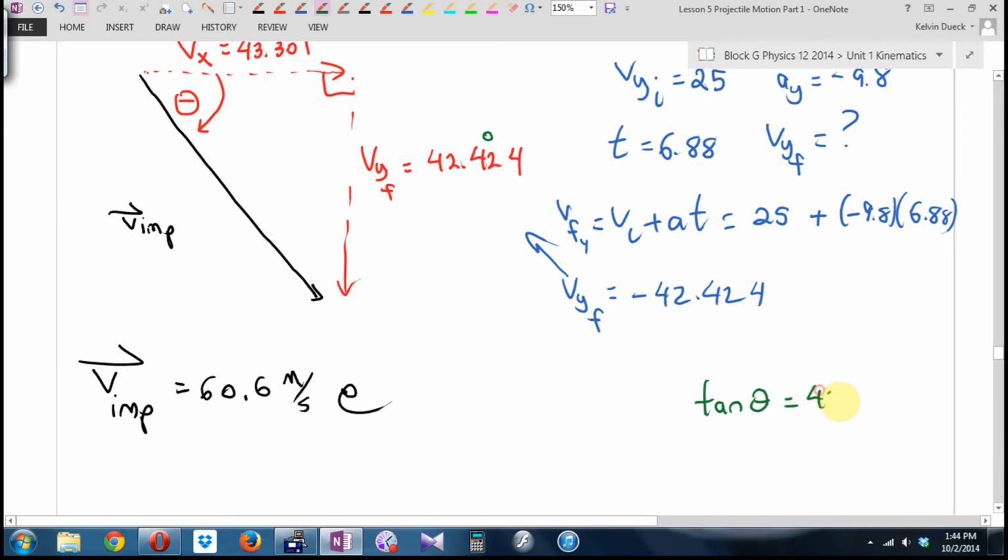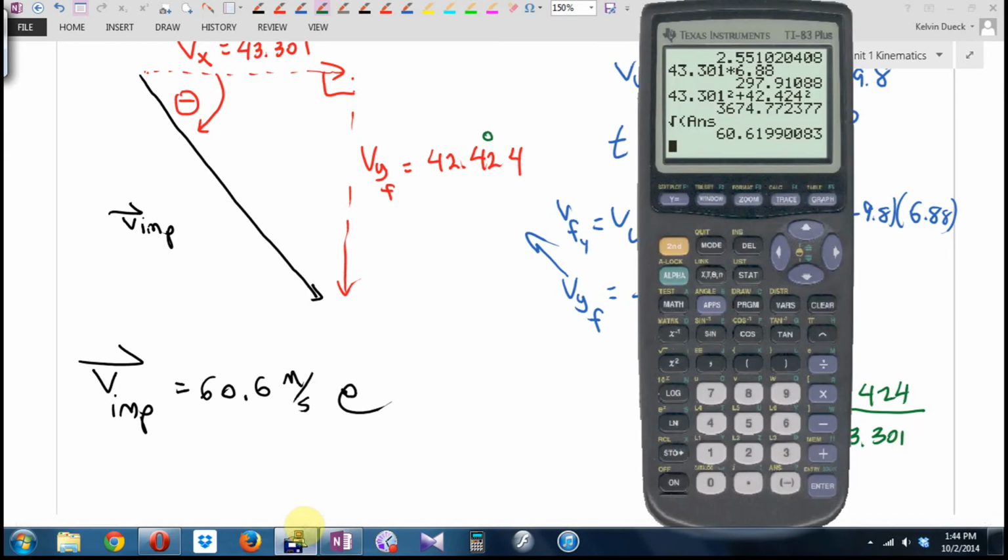Tan theta equals 42.424 over 43.301. By the way, do you notice Vx is 40-something and Vy is 40-something? They're almost the same length. I'll bet you this is going to almost be a 45-degree angle because this is nearly an isosceles triangle. That's not crucial, but I can kind of know ahead of time if I've typed something wrong. If I get an angle of like 62 degrees, I'd be looking at my picture and going, I don't think so. I'm going to guess probably around 44.5 or something like that, because they're nearly the same.